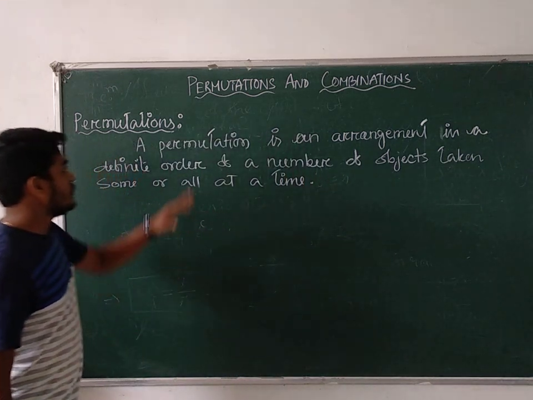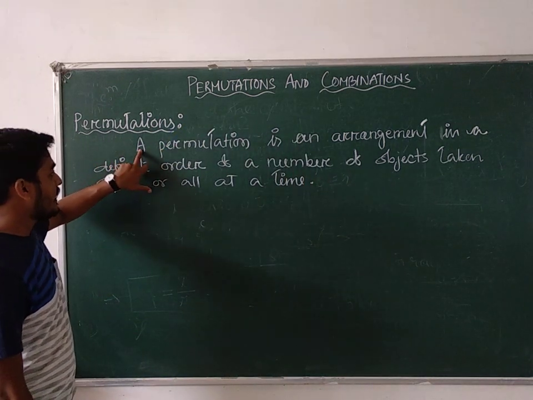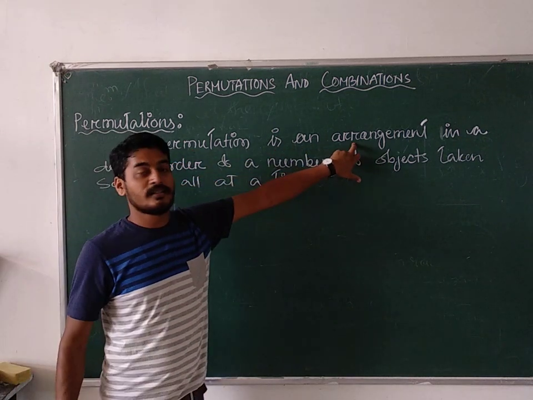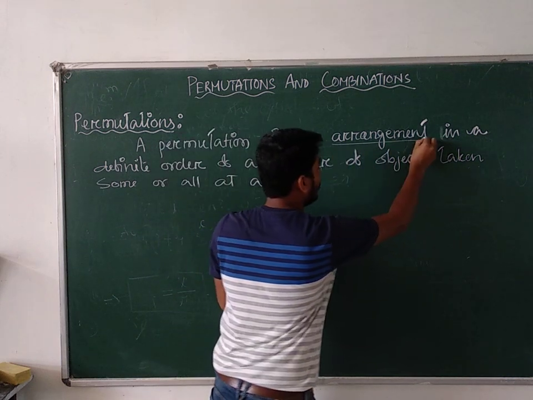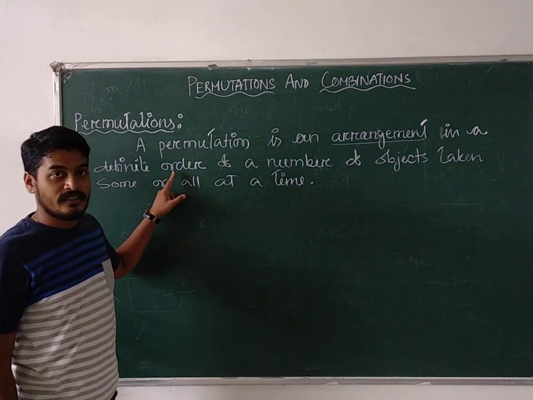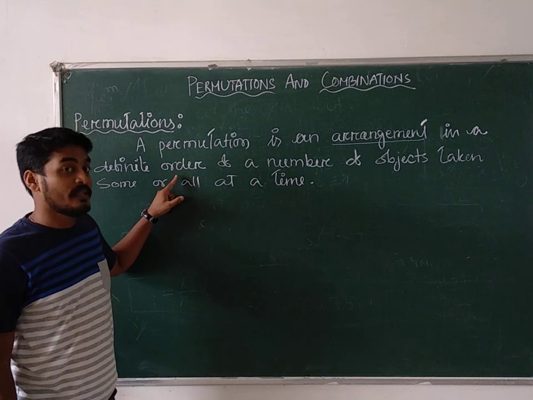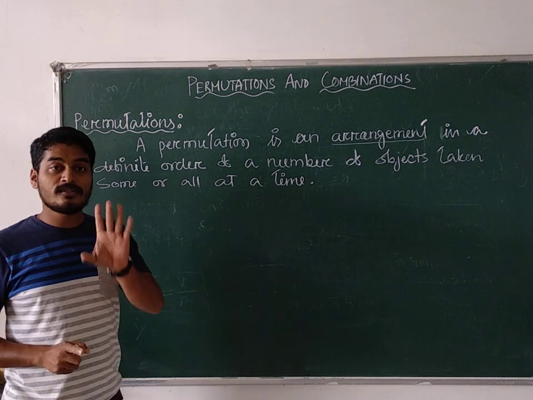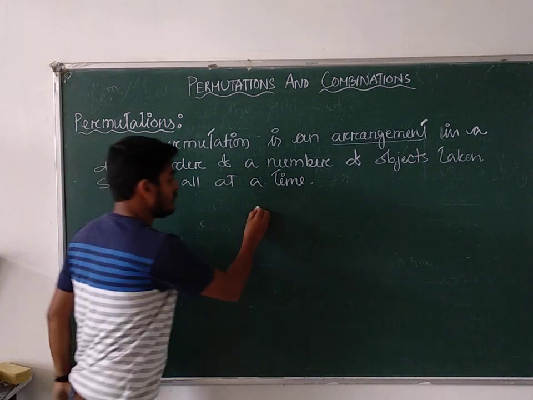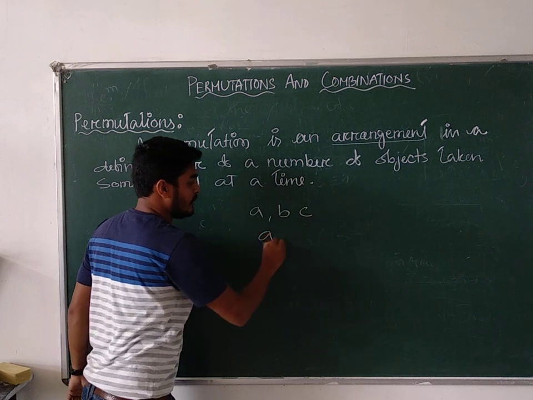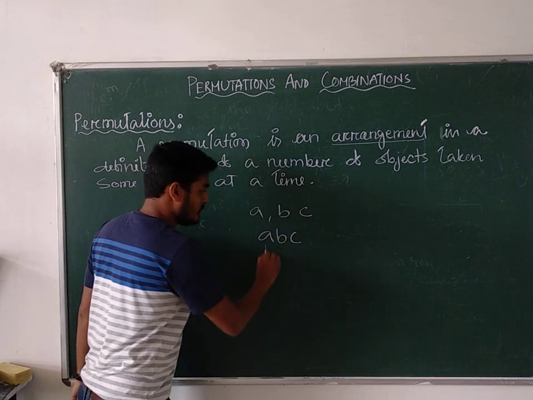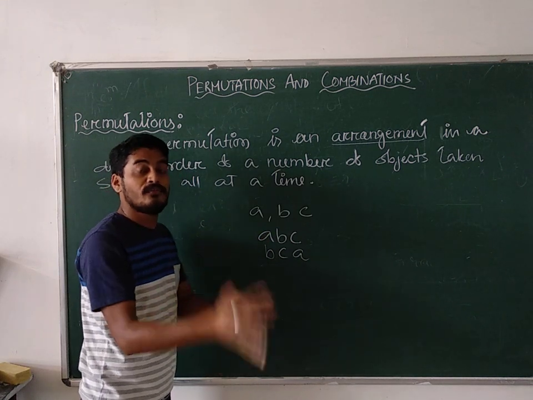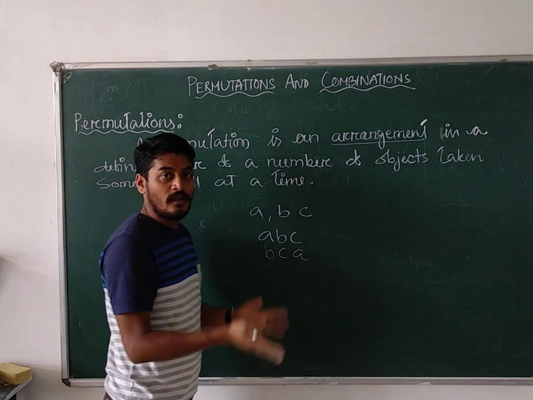So permutation means what? A permutation is an arrangement. Remember, permutation is an arrangement in a definite order. That means in permutation, order always matters. In case of permutation, you have to give importance to the order of the objects. That means if three objects are there, if I write down ABC, it is one permutation. Then BCA, it is another permutation. That is, depending upon the order, you will have different permutations or arrangements.